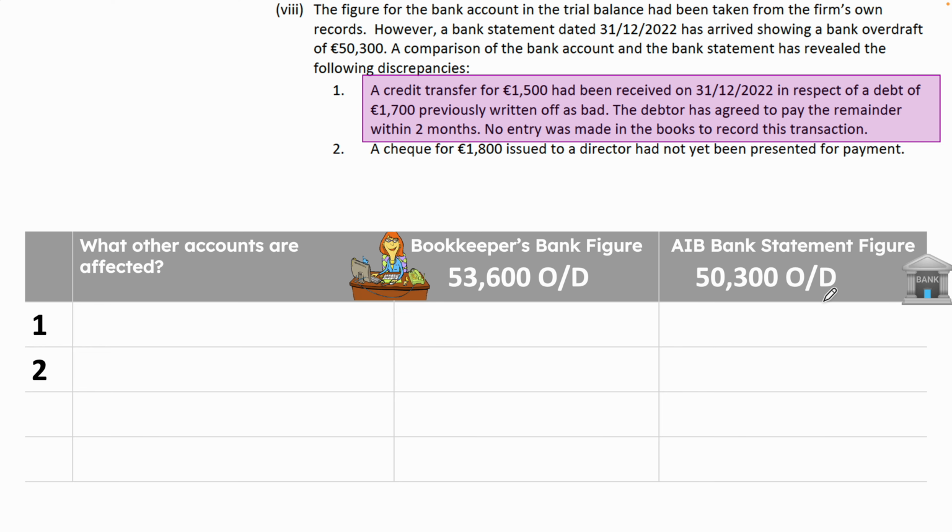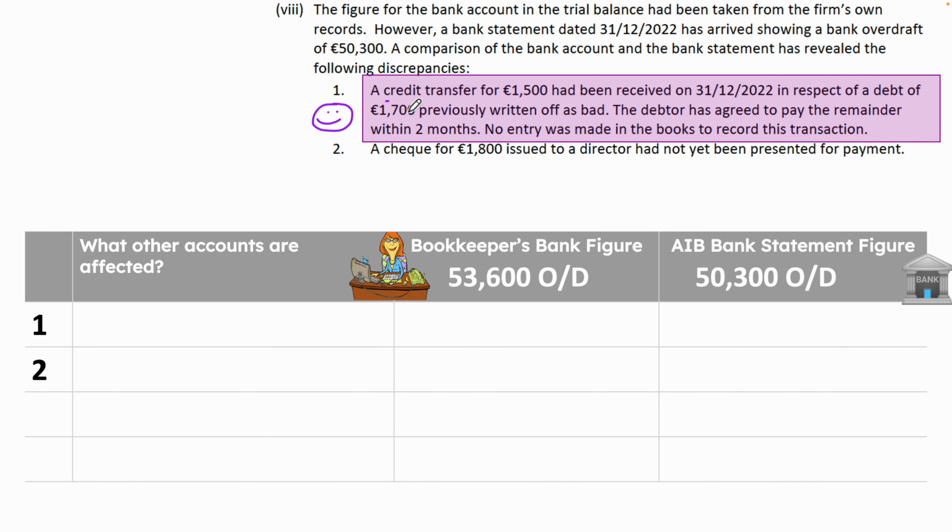So always expect to see bad debts written off or bad debts recovered. Now this one here: a credit transfer of 1,500 had been received in respect of a debt of 1,700 previously written off as bad. They've agreed to pay the remainder within 2 months, happy days, and no entry was made. So look, to record this transaction, this is bad debts recovered. We are delighted here with this because we've received money and they've promised they'll pay us back within the next 2 months. So this is bad debts recovered.